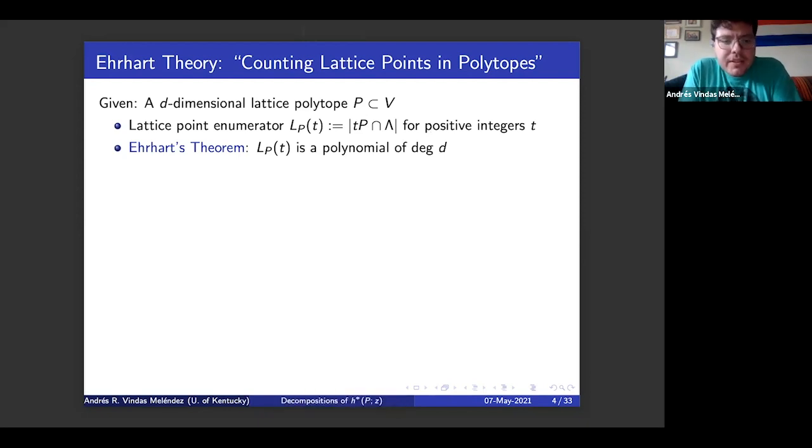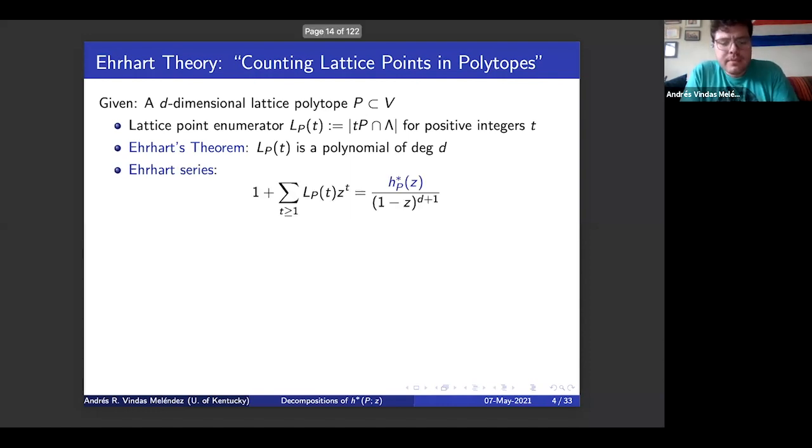And so a result by Eugene Ehrhart from the 1960s says that this lattice point enumerator really corresponds to a polynomial of degree d. And as combinatorialists, we like to encode things in generating functions. So we're going to encode that lattice point enumerator in a generating function. And so then we get it to be this nice rational form. And some of you who might be more familiar with commutative algebra might say, oh, that reminds me of a Hilbert series. And it's because the Ehrhart series is in fact a Hilbert series of a graded algebra.